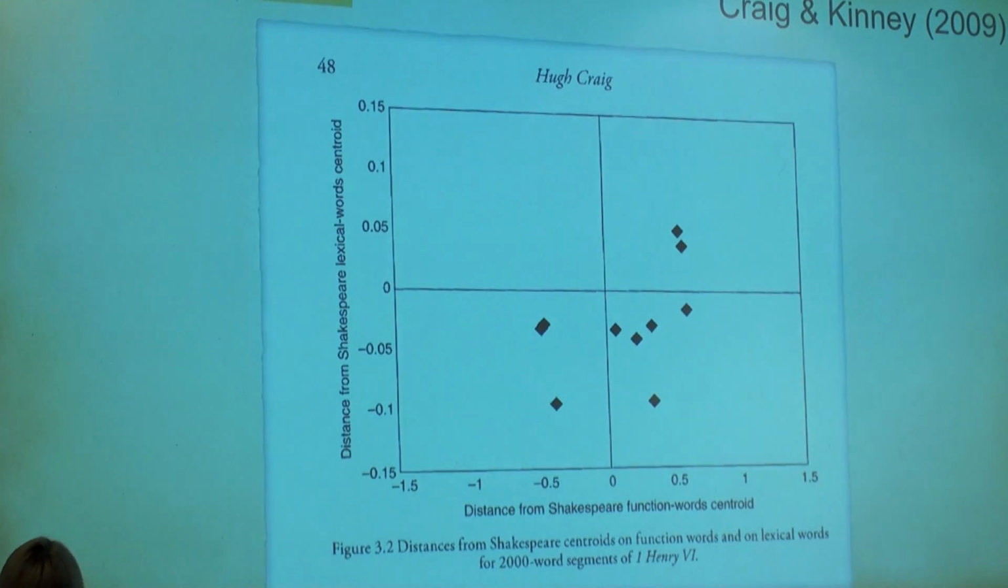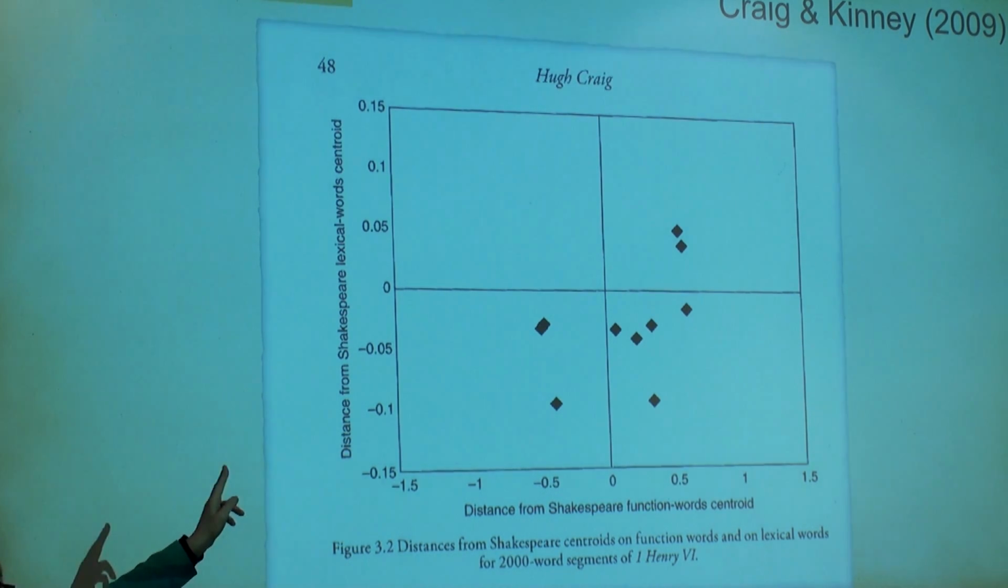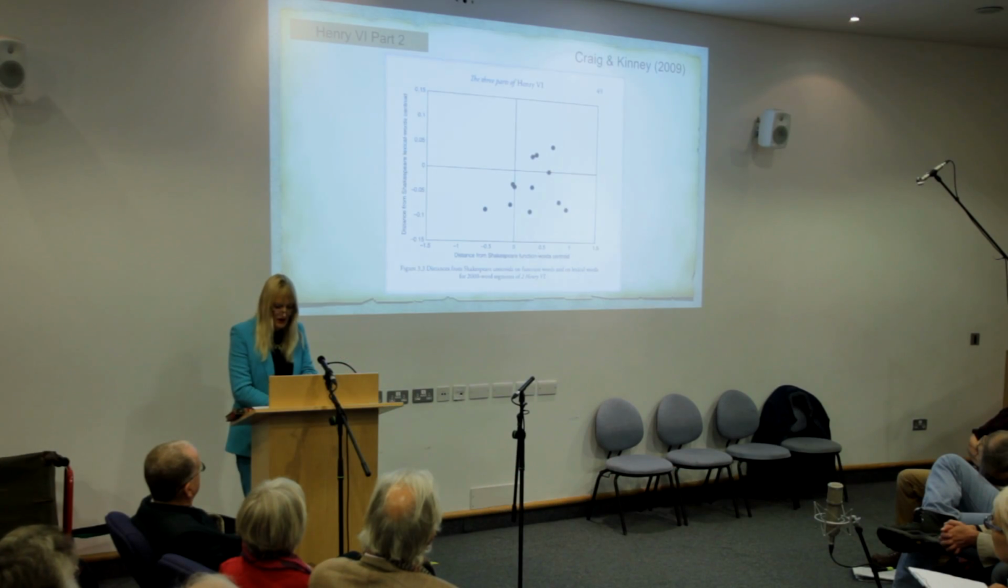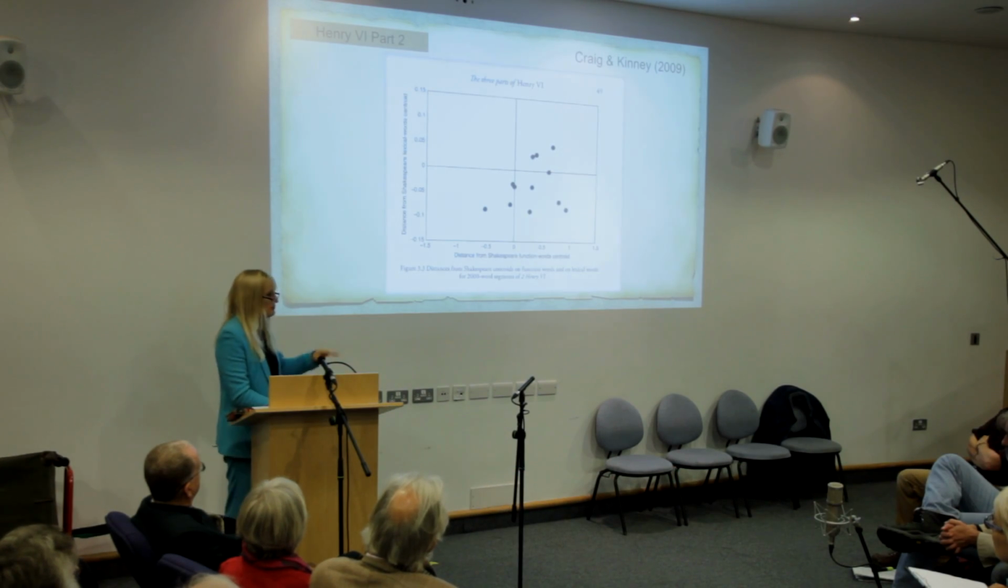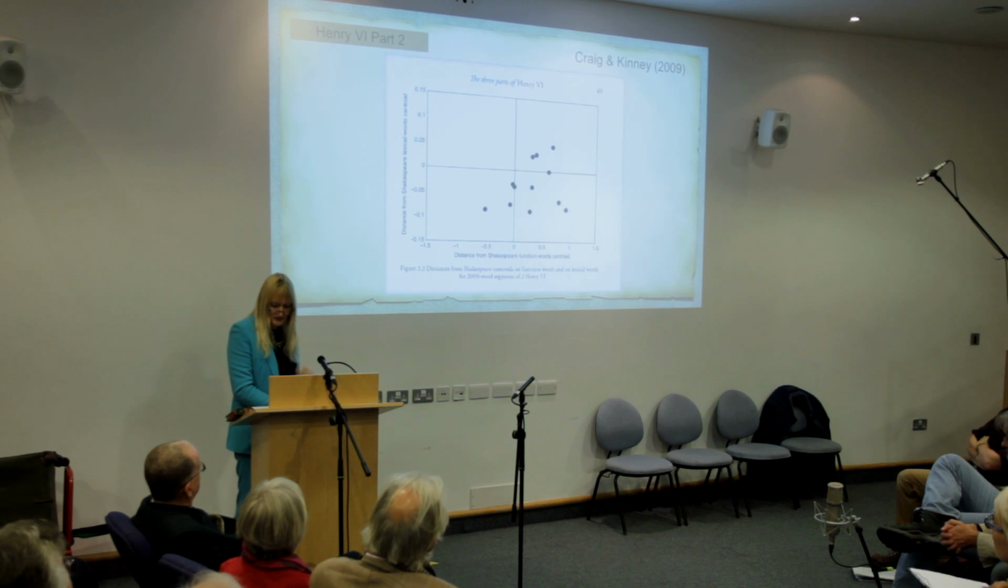On the function words, here's some results. This is the first part of Henry VI. Essentially this is mapping functional against lexical. On function words, to the right of the line means Shakespearean, and on the lexical words, above the line means Shakespearean. So essentially only two of the segments fall into the fully Shakespearean quadrant. So essentially it's not that Shakespearean by their two sets of tests. Second part of Henry VI, you see that part 2 is a little bit more Shakespearean, but still not very much.